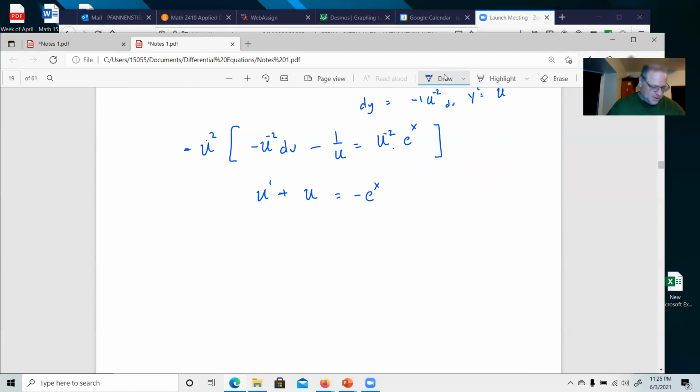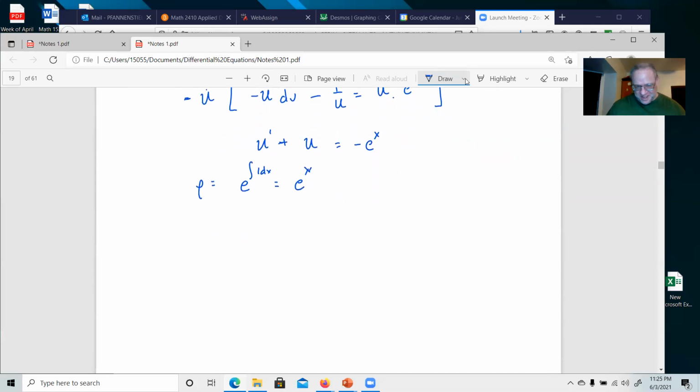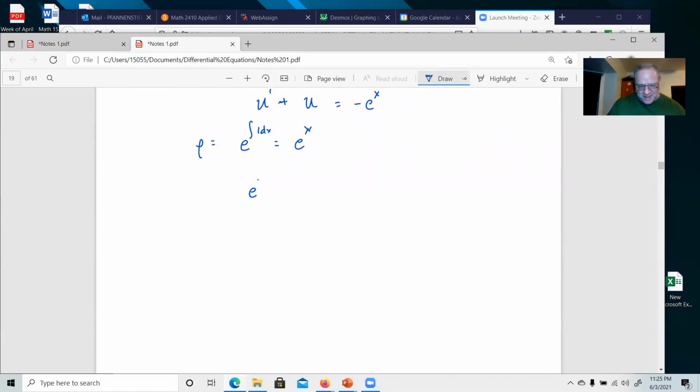All right, so this is shaping up to be kind of a nice problem. So my integrating factor, right? This is going to be e to the what? To the 1 dx, isn't it? So this is just e to the x. So we're going to multiply everybody by e to the x here. So we have e to the x u tick plus e to the x u is equal to, looks like, negative e to the 2x, right? e to the x times e to the x is going to be e to the 2x.